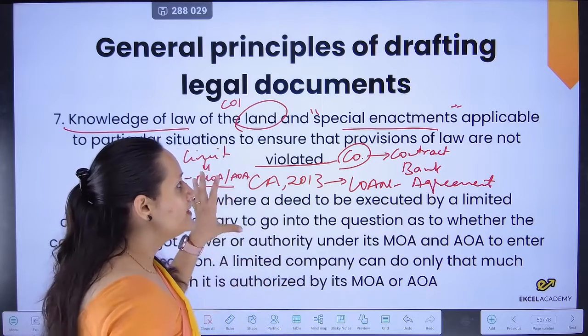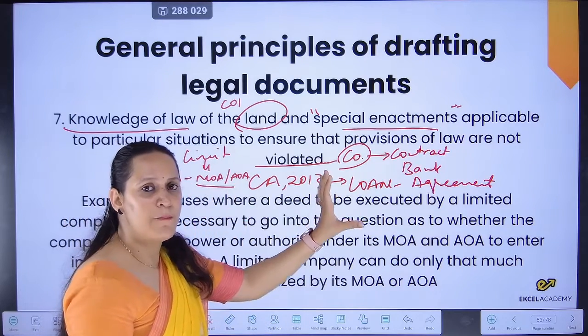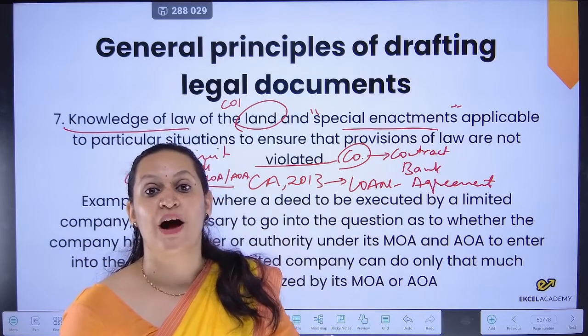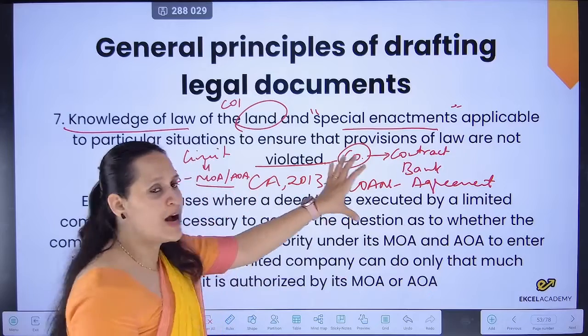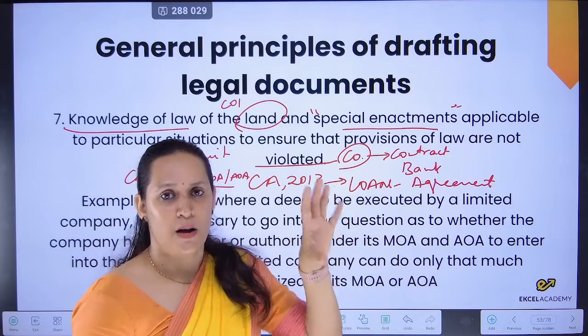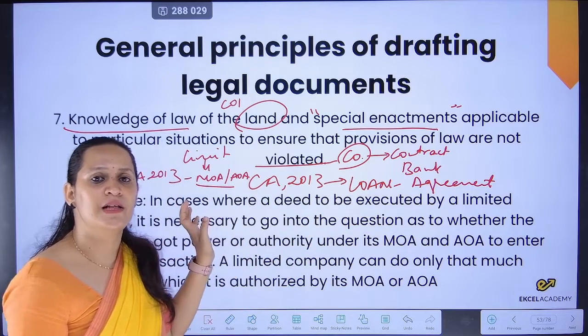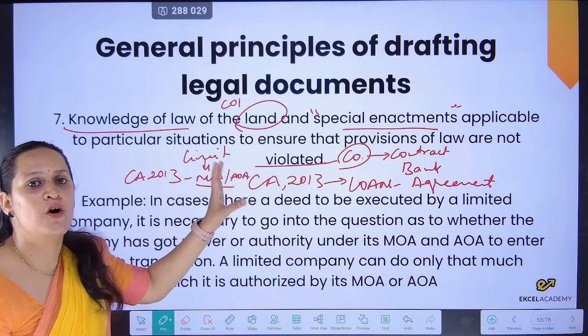So we cannot say that if a particular enactment is applicable, only that we have to see. In addition to that, there are other restrictive elements that you have to focus on. With respect to a company, they have to comply with the Companies Act. In addition, they should do only those activities which are permitted under the memorandum and articles. Anything beyond that you cannot do.